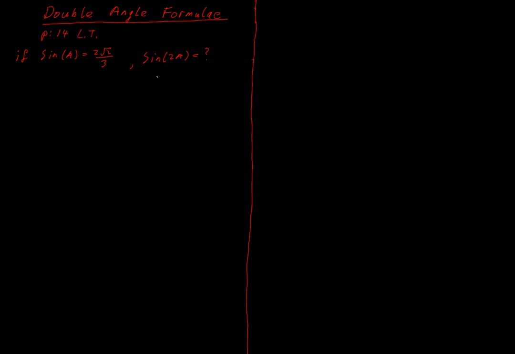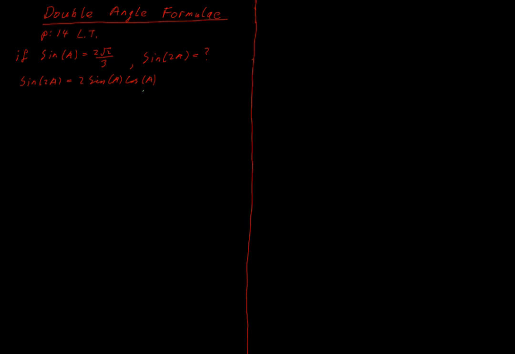So we go to page 14 in our log tables, and we see if we have any relationships for sine 2A, and we do. Sine 2A is equal to 2 sine A cos A. There might be other relationships available to us, but I'm going to go with this one because I already have information about sine A. I know sine A is equal to 2 root 2 all over 3, and that's in the formula that I see for sine 2A.